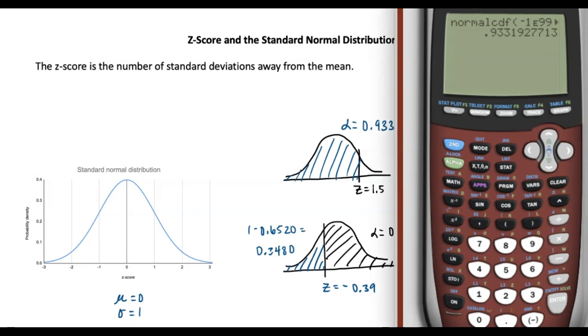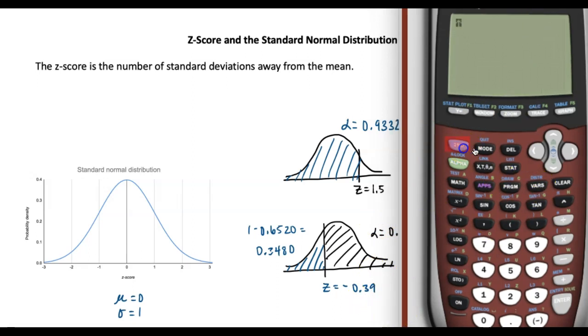And so now for the situation in which we have an area to the right of a value and we want the z-score. And so for that, we're going to go to second VARS, and we're going to look for inverse normal. And we're asked for the area. Now, this is automatically going to talk about the area to the left of this z-score, so we'll still have to do that first step to see what the area to the left is.